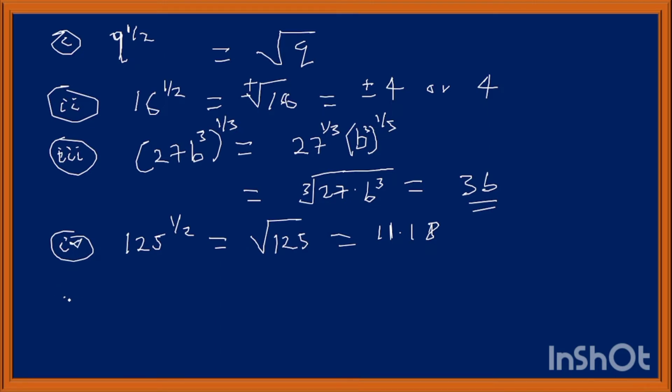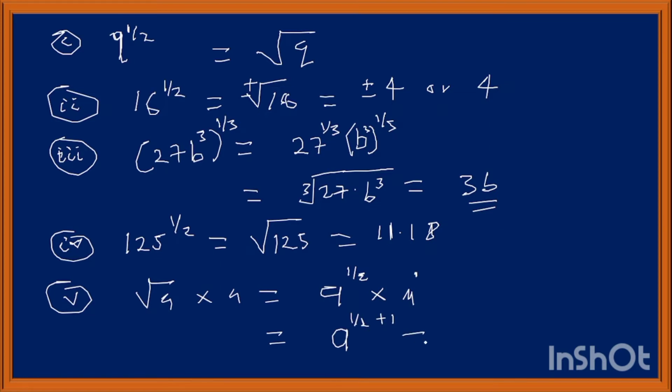The next one, V, is the square root of a times a, which is the same thing as saying a to the power of 1 over 2 times a. According to laws of indices, this a is the same as a to the power of 1. When you have multiplication with the same base, you retain the base, which is a, and add the powers. So 1 over 2 plus 1 gives me a raised to the power 1 over 2 plus 1, which is 3 over 2. So this is the answer. Very simple things.